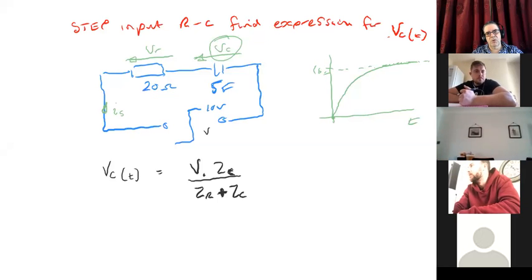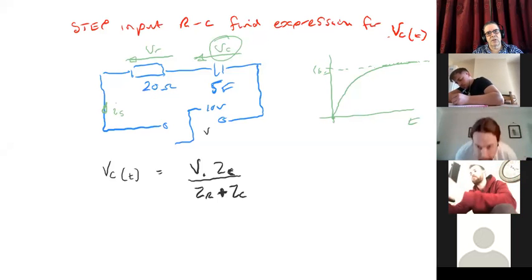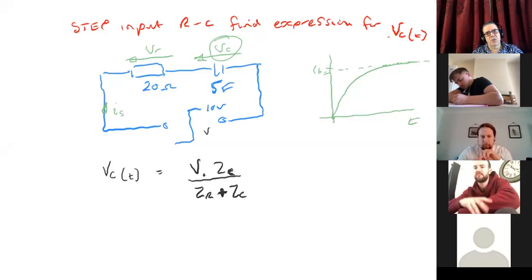So we're doing a step input into an RC circuit to find an expression for the voltage across the capacitor at time t. We're going to use Laplace transforms. The circuit is a 20 ohm resistor in series with a 5 farad capacitor. By Kirchhoff's law, this 10 volt step input would be shared between these two components at any one time, such that the two voltages add up to that 10 volts.